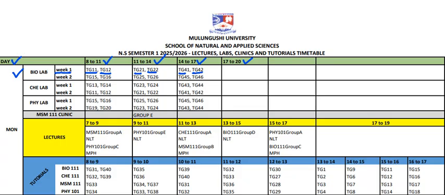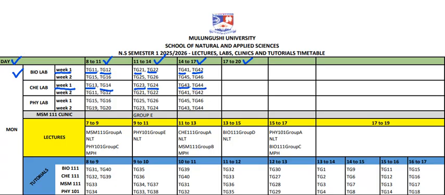Take note. Then in the same week, on Monday, in week 1, TG13 and TG14 are going to have a chemistry lab. Then from 11 to 14, they will exchange, and TG23 and TG24 are going to have the chemistry lab in week 1. Then from 14 to 17, TG43 and TG44 are going to have the lab.